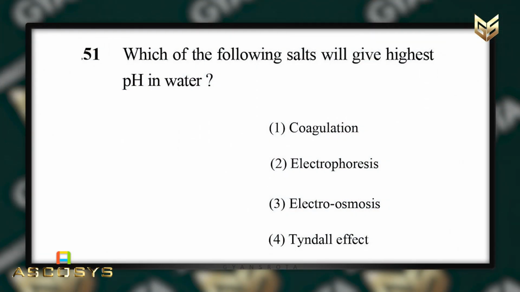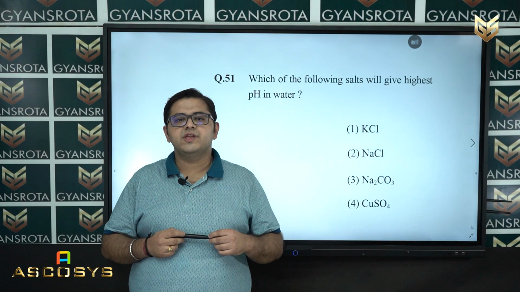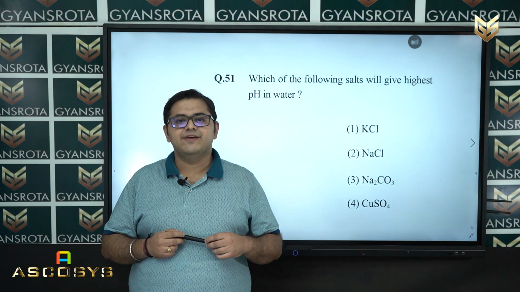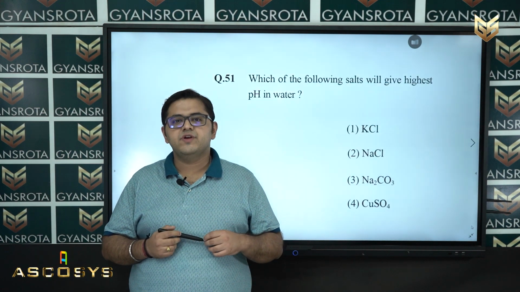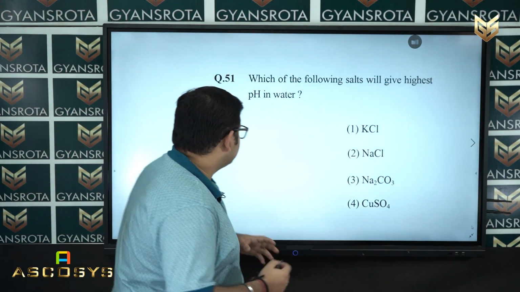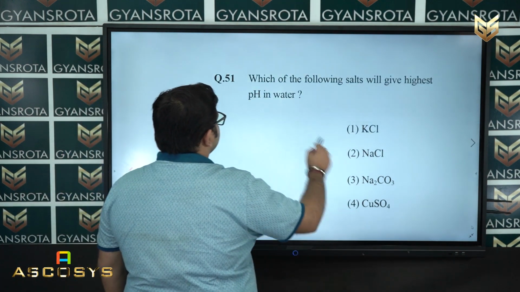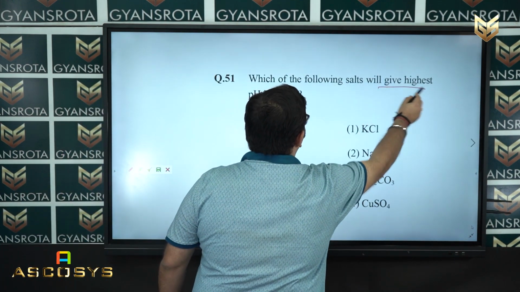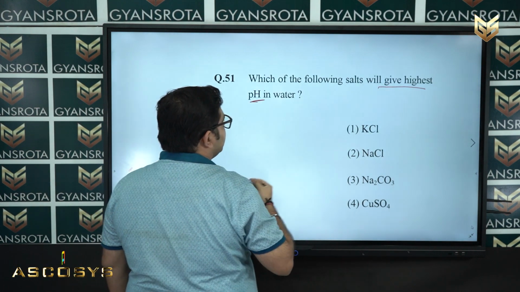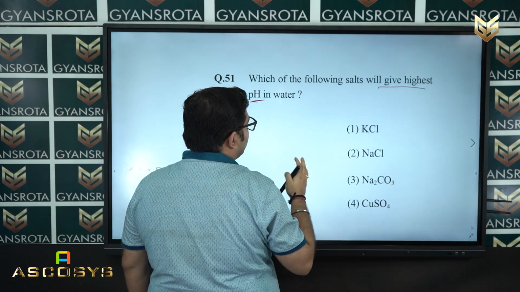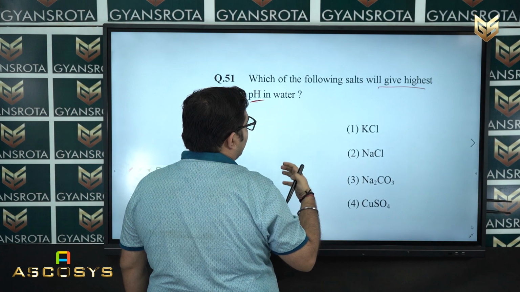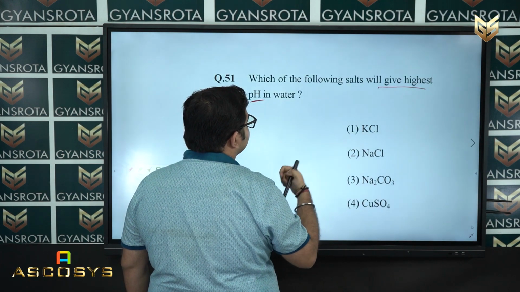Question number 51 is on your screen. Which of the following salts will give you the highest pH in water? This question comes from the equilibrium chapter of your class 11 NCERT. Now we are moving to the solution part. They asked about who will give you the highest pH, meaning whatever mixture you are getting, it has a strong base solution.